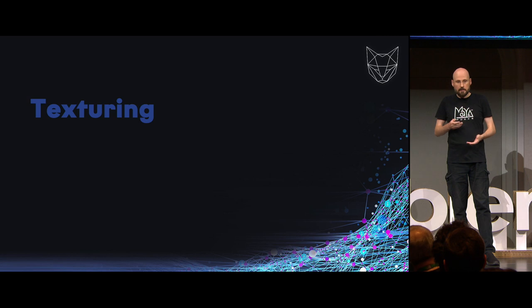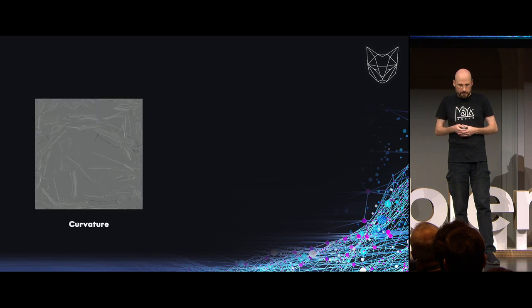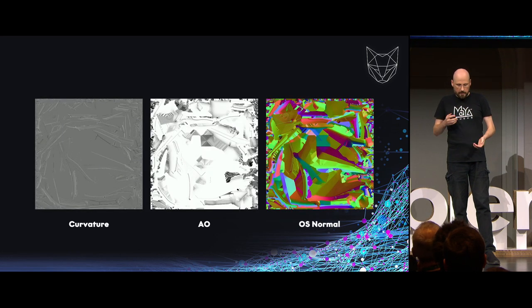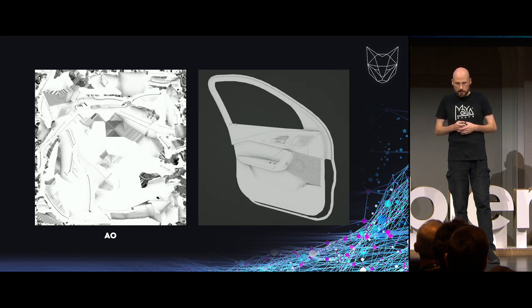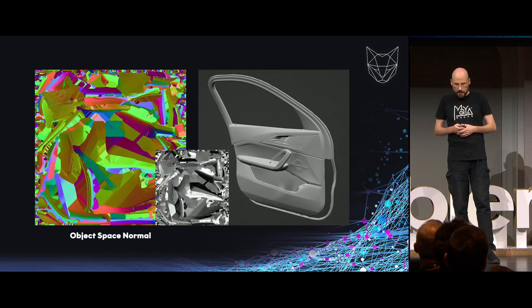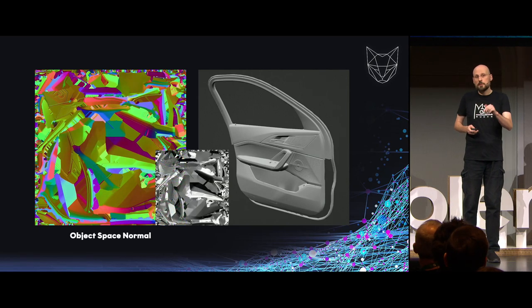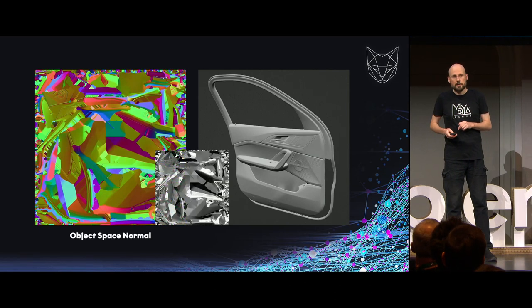Up next is texturing for the interior part. We bake the curvature, the ambient occlusion, and the object space normal, and we do that to fake lighting. So here we have the curvature. Here we have the ambient occlusion. And here we have the object space normal, of which we only use the green channel, so we can fake light coming from top to bottom.